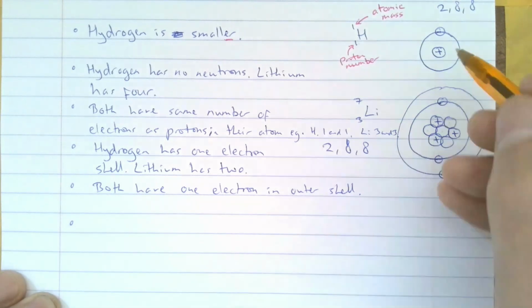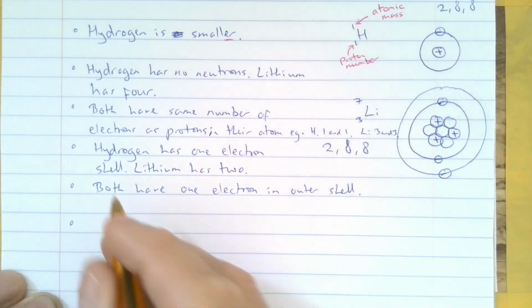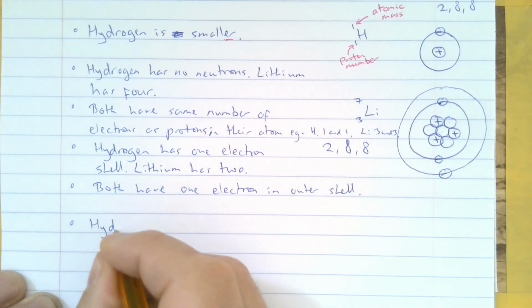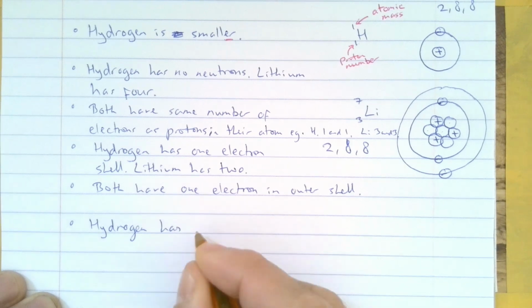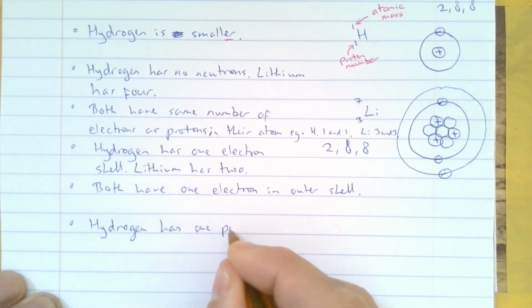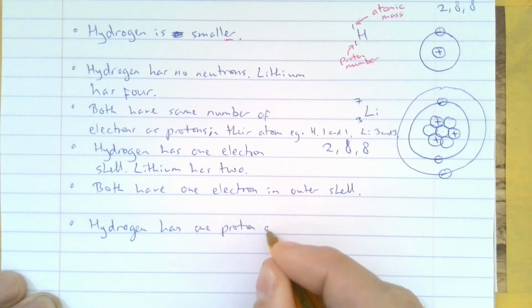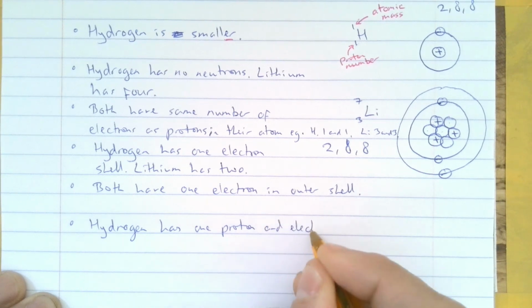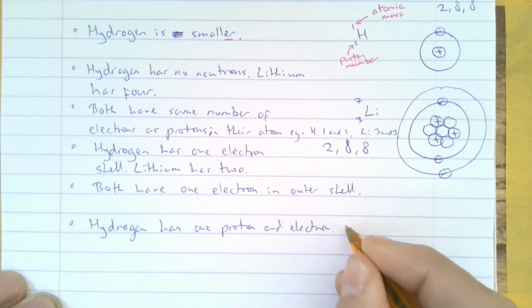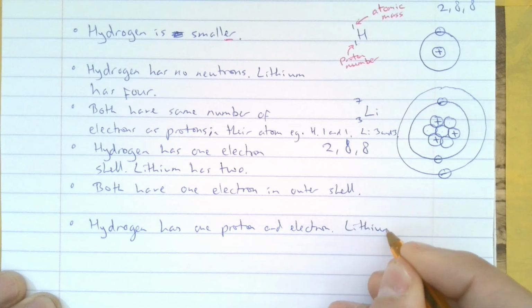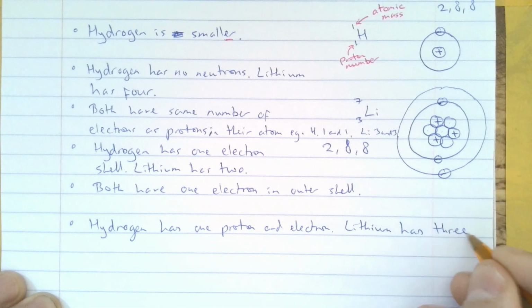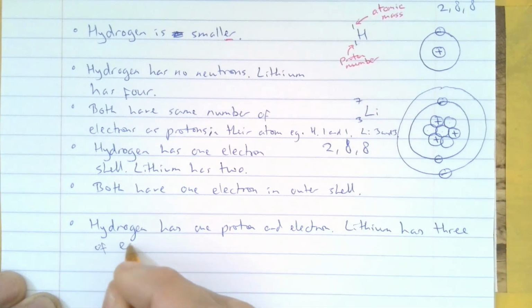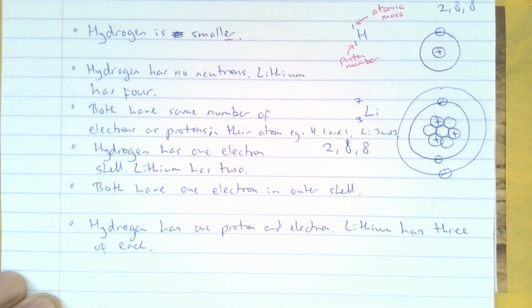Where did I get to here? Oh yes, so I need to talk about this one's got 1 proton, this one has 3. So hydrogen has 1 proton and electron. Lithium has 3 of each.